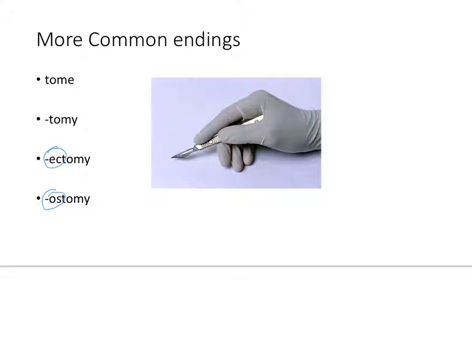So all of them have to do with cutting, but tome is the instrument. Tomy is to cut into. Ectomy is to cut something out. And ostomy is the surgical creation of a new opening. So hopefully those will help you on your way towards studying your suffixes and prefixes.